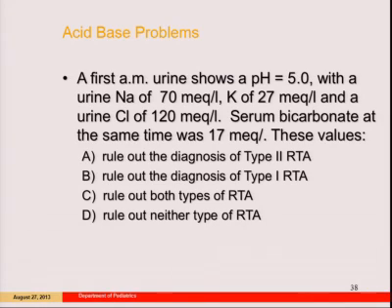So you've now excluded, from my standpoint, it has a urine sodium of 70, a urine potassium of 27, and a urine chloride of 127. Serum bicarbonate at that time was 17. These values rule out the diagnosis of type 2, rule out the diagnosis of type 1, rule out both types of RTA, or rule out neither type of RTA.